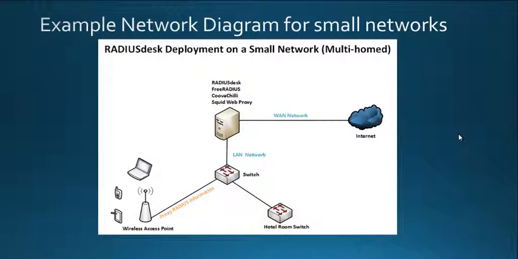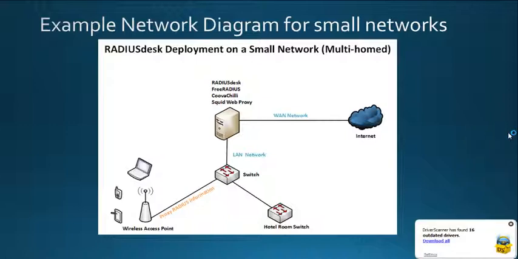Of course, you can have switches and just a basic network, with just two network interface cards running on the server. You have the one going to the internet, and then you have the one running on your local area network. But the meat of it is just the box running the system. You can see RADIUSdesk, FreeRADIUS, CoovaChilli, and the Squid proxy. This is a common deployment case I've seen out there.